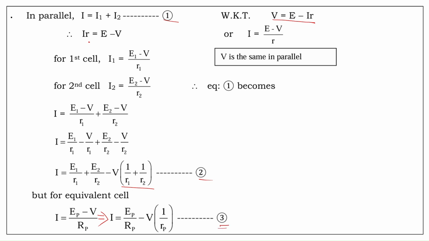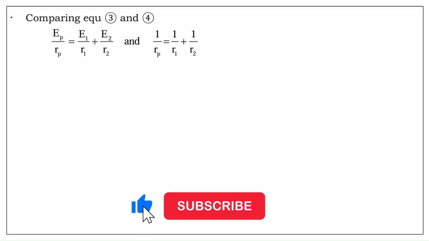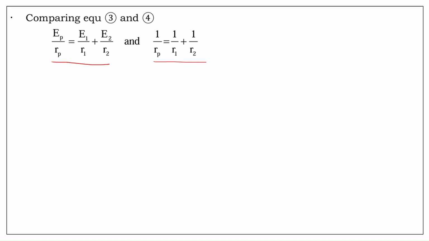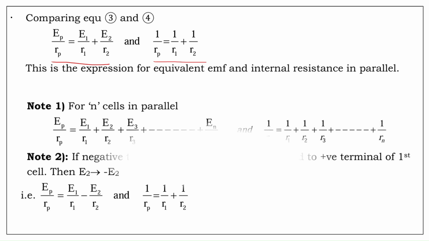Therefore, I is equal to EP by RP minus V into bracket 1 by RP. Mark as equation 3. Now compare equation 2 and 3, we get EP by RP is equal to E1 by R1 plus E2 by R2. And 1 by RP is equal to 1 by R1 plus 1 by R2. This is the expression for equivalent EMF and internal resistance in parallel.